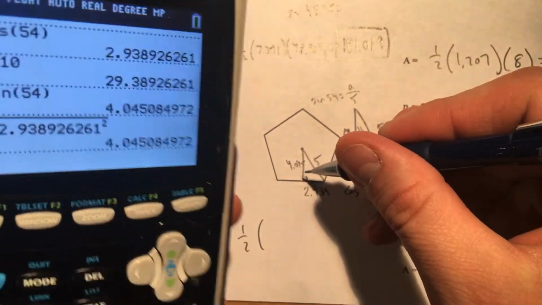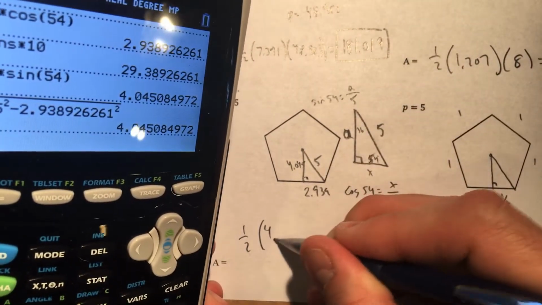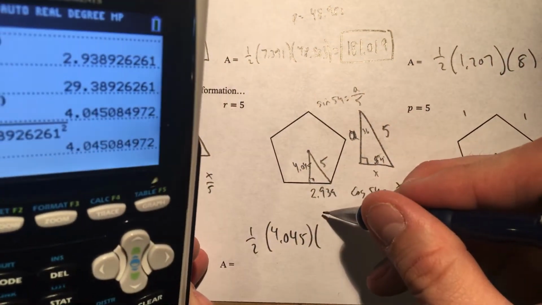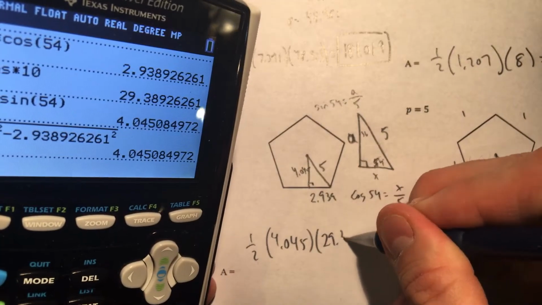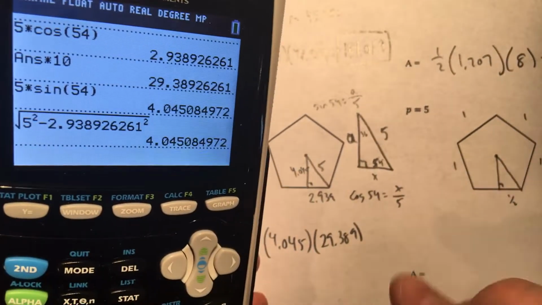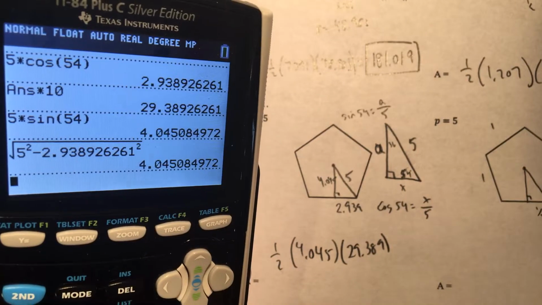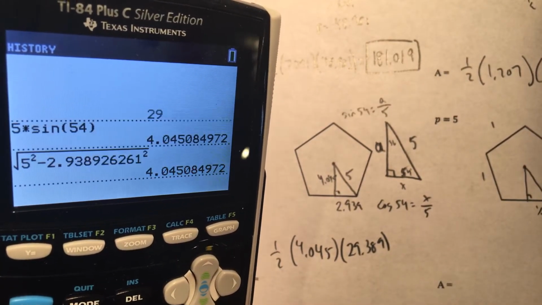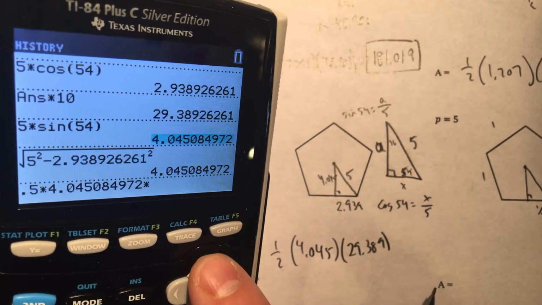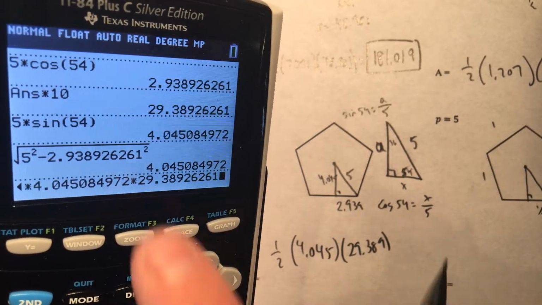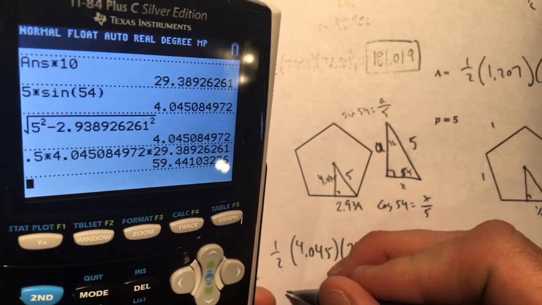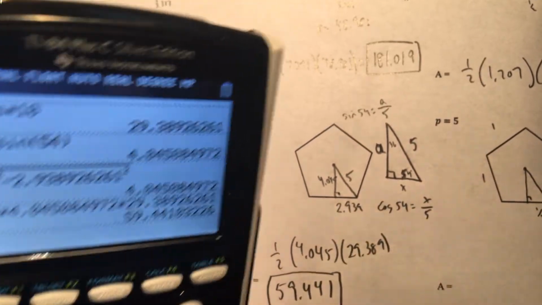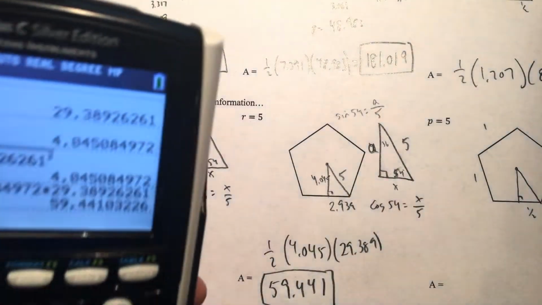Of course it worked. So I'm going to go 1/2 times the apothem times the perimeter, which was that 29.389-ish number. So I'm going to be careful here. 1/2 times apothem times perimeter, which is way up there. You can see the blue kind of going up. Hey, look, I've got 59.441. I bet you're sad I'm only giving you 6 of these.